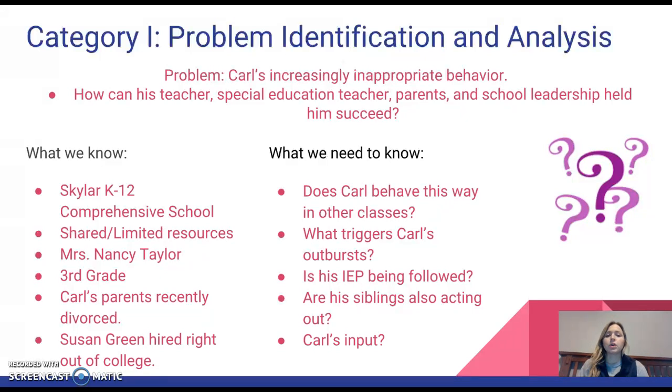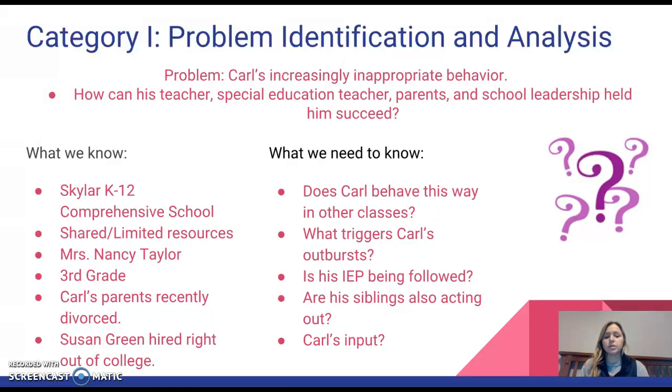Also, we need to know what triggers Carl's outbursts. It said in the case study that Mrs. Green didn't know what seemed to be his trigger. She did observe his class, and there didn't seem to be a rhyme or reason for when his outbursts occurred, so we need to know that. We also need to know if his IEP is being followed for legal reasons, but just to have accurate data, we do need to know if that is being followed.